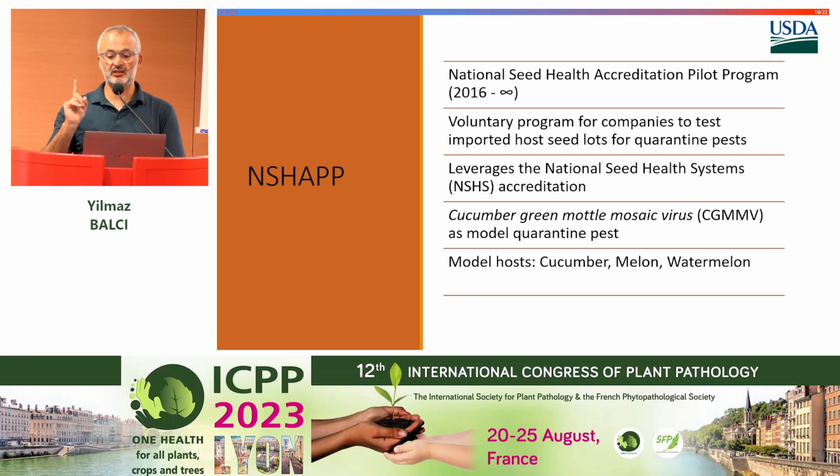And then I want to just touch on one other thing, which is NSHAP, which is an acronym for National Seed Health Accreditation Pilot Program. We started this in 2016, but the idea is it's based on the National Seed Health System, where companies participate through an agreement, and then they are approved, whatever test they can use. So when one consignment comes in, they will check it and self-report. Here in this case, the target virus is cucumber green mottle mosaic virus.